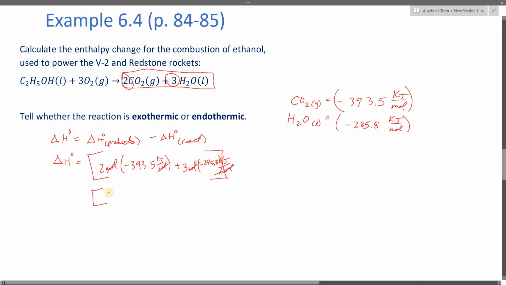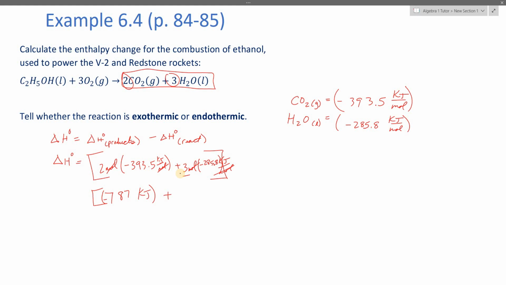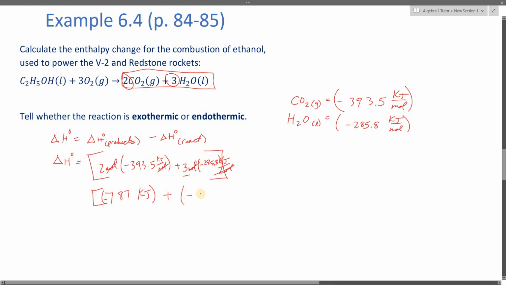So I'm going to simplify this bracket: negative 787, and that's in terms of kilojoules. Okay, that's my first quantity. From there I'm going to take my 3 and multiply it by my other value. So I'm going to take 3 times negative 285.8, and that's going to give me another quantity of negative 857.4.